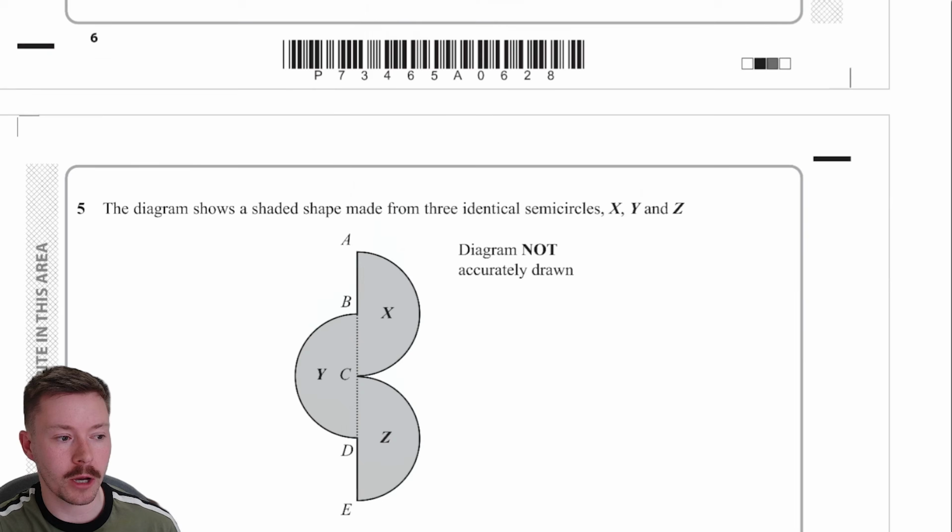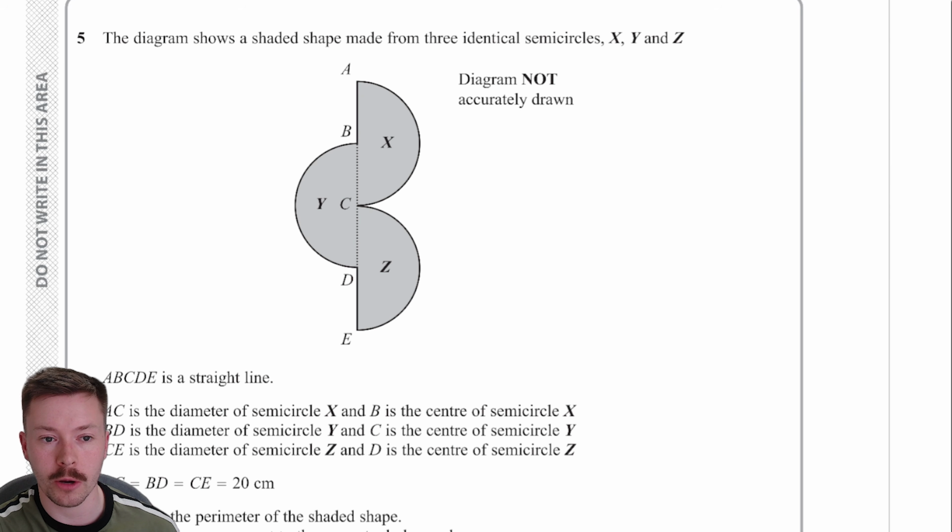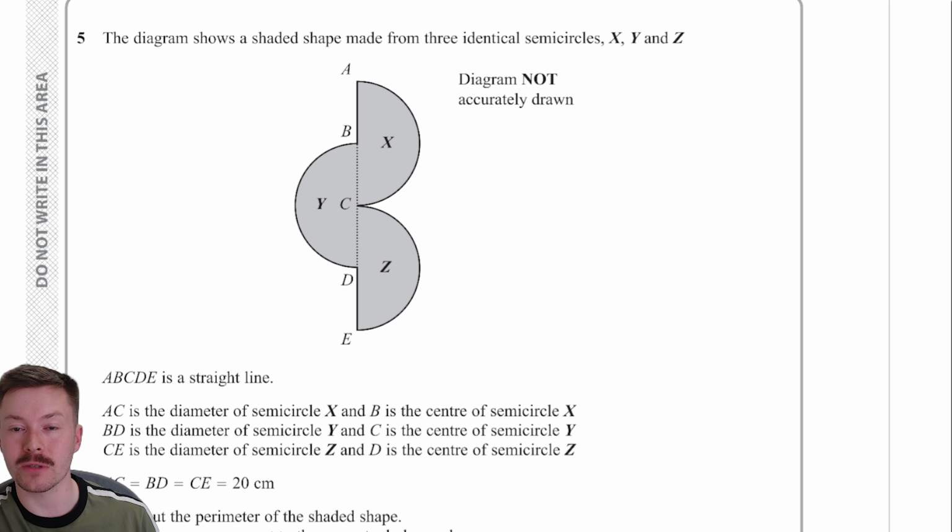Next question coming up, question 5. Now this looks a little bit interesting. We've got a composite shape made up of some semicircles. We have a shaded shape made from 3 identical, so exactly the same, semicircles X, Y and Z. A, B, C, D, E is a straight line. AC is the diameter of semicircle X, and B is the centre of semicircle X. BD is the diameter of semicircle Y, and C is the centre of semicircle Y. CE is the diameter of semicircle Z, and D is the centre of semicircle Z.